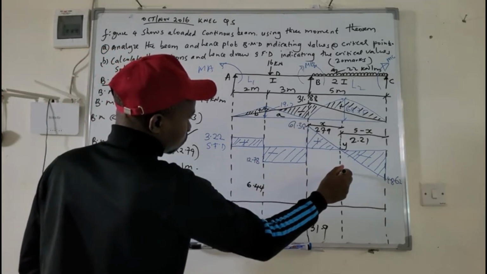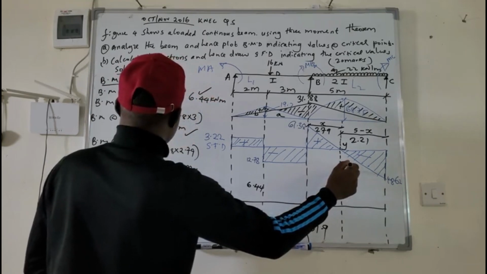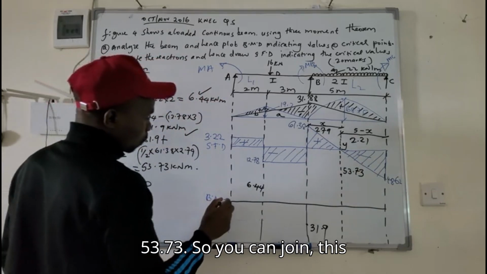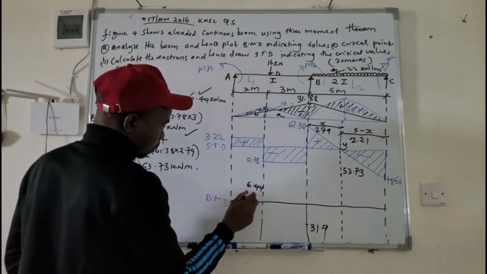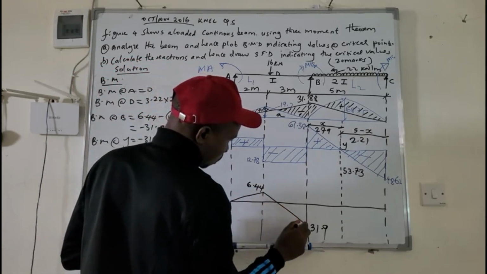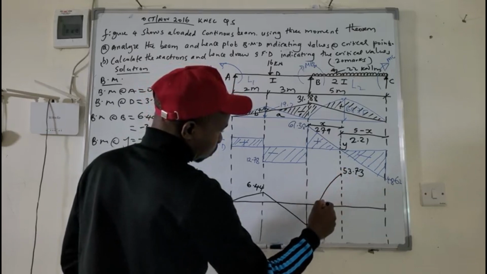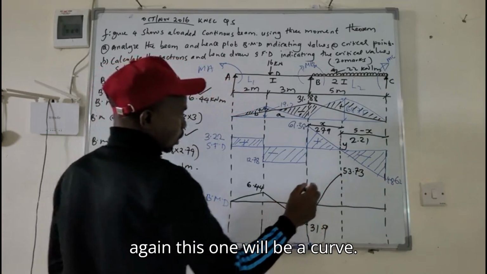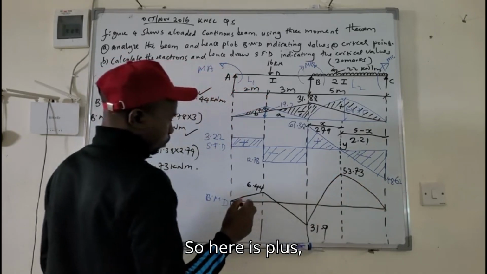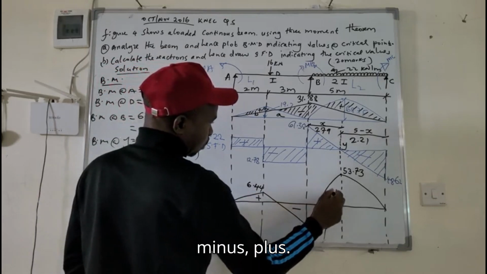So 53.73. So you can join. This one will be a diagonal again. This one will be a curve. Again, this one will be a curve. So here is plus, minus, plus.